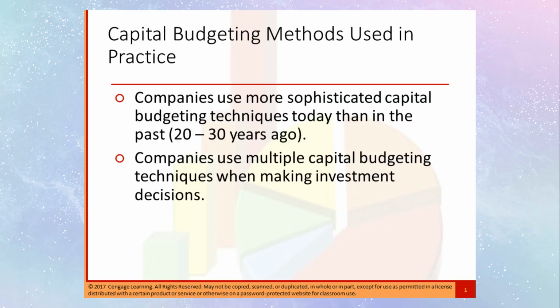In practice, most firms do not rely on one method alone. Instead, they use a combination of net present value, internal rate of return, and discounted payback period to make better informed capital budgeting decisions. This multi-method approach reduces risk and improves decision-making quality.